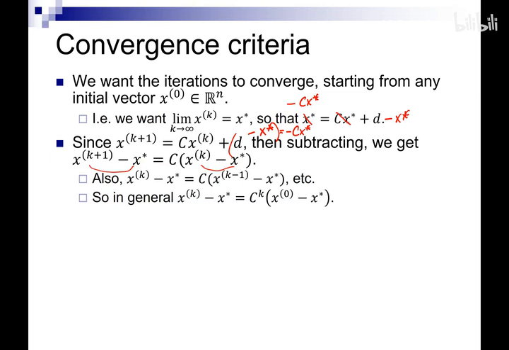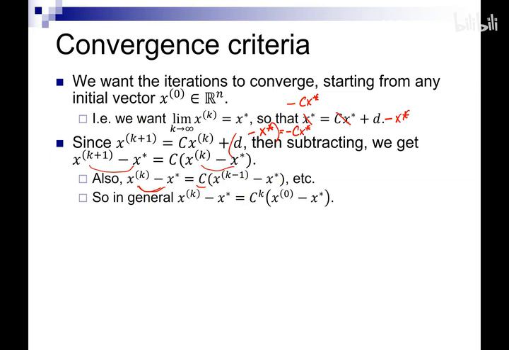Here k can be any value, so we can do the same process and get that the error in the kth step is equal to C times the error in the k minus first step. In general, each time you do this, you multiply by another factor of C. The error in the k plus first step is C times the error in the kth step, which is another C times the error in the k minus first step.